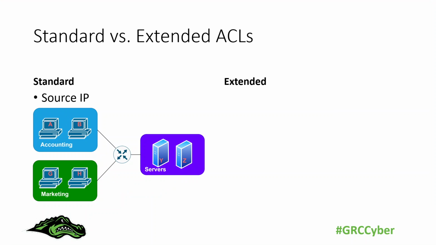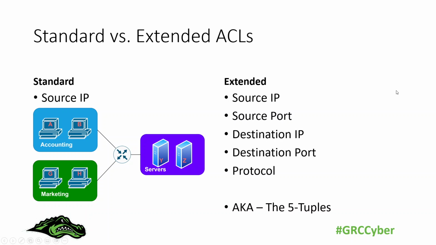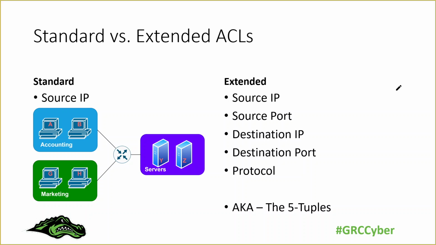Because of this, we then also have extended access lists. Extended access lists utilize not just the source IP, but the source port, destination IP, destination port, and protocol. These are sometimes referred to as the 5 tuples. There are 5 of them, and therefore it's the 5 tuples.